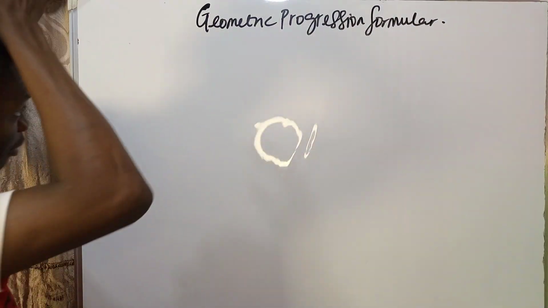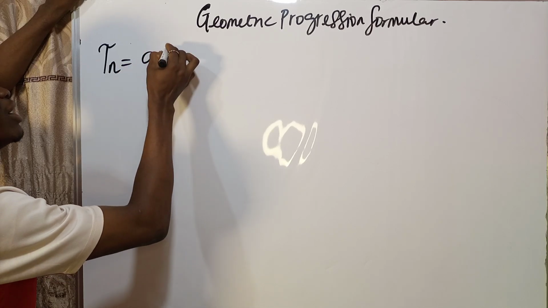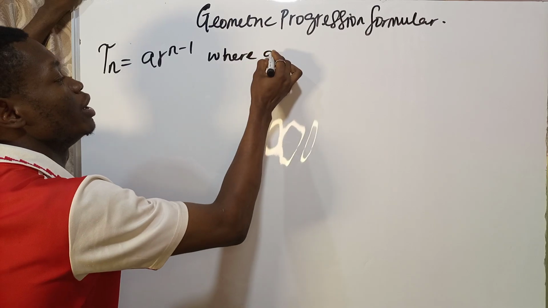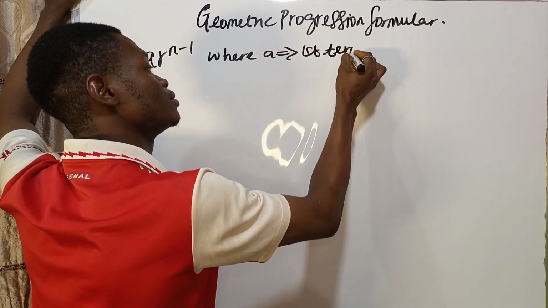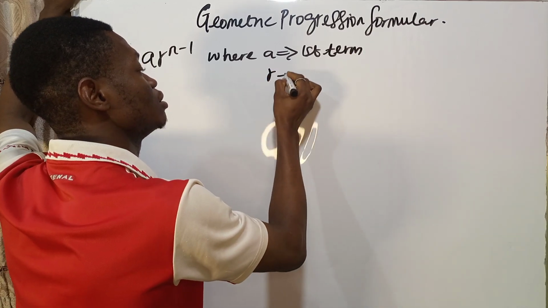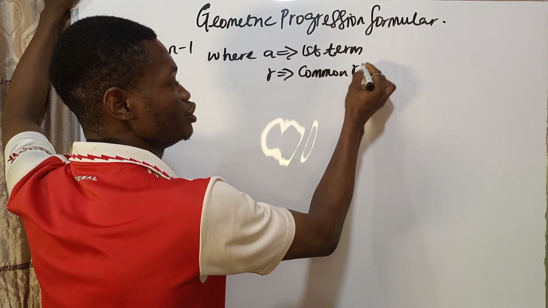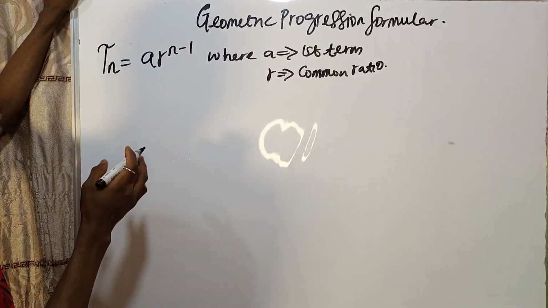So the nth term of a GP is given as Tn equals ar^(n-1), where a is the first term and r is the common ratio. So Tn is the nth term.